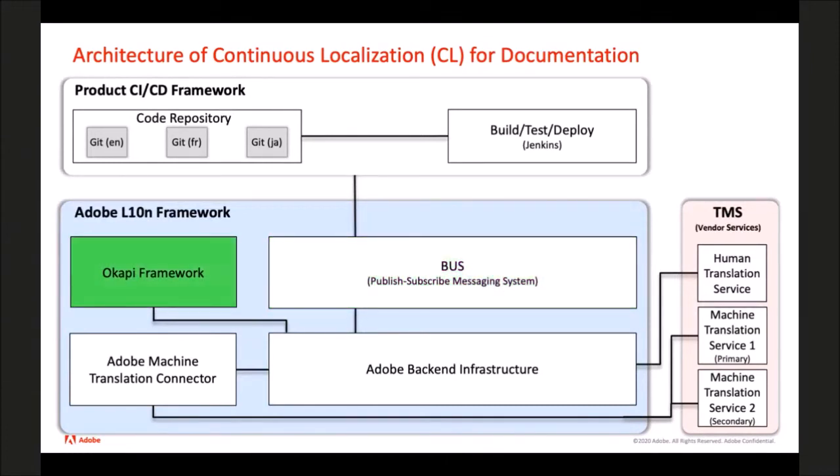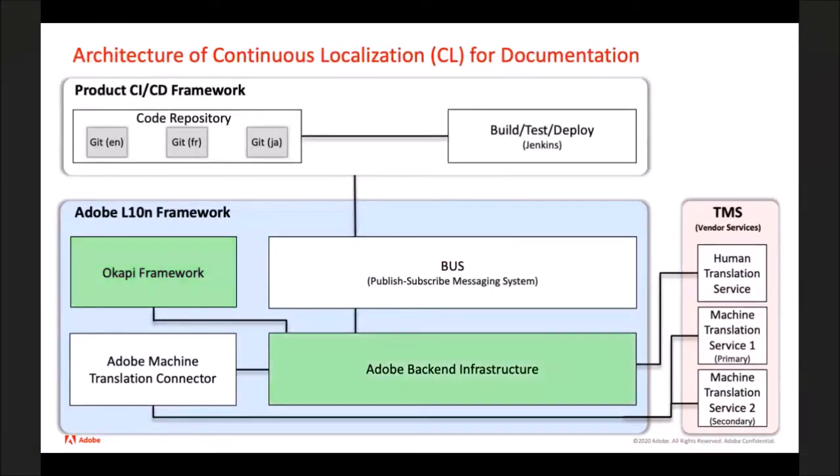And then next is our Okapi framework. The Okapi framework is a cross-platform and open source set of components and applications. We utilize this to convert the markdown file to XLIFF that will be sent to both HT and MT services. And once the translation is done, the Okapi framework converts the XLIFF file back to markdown. We have enhanced the Okapi Markdown component to fit our custom needs, as we are using GitHub Markdown flavor with additional custom tags.